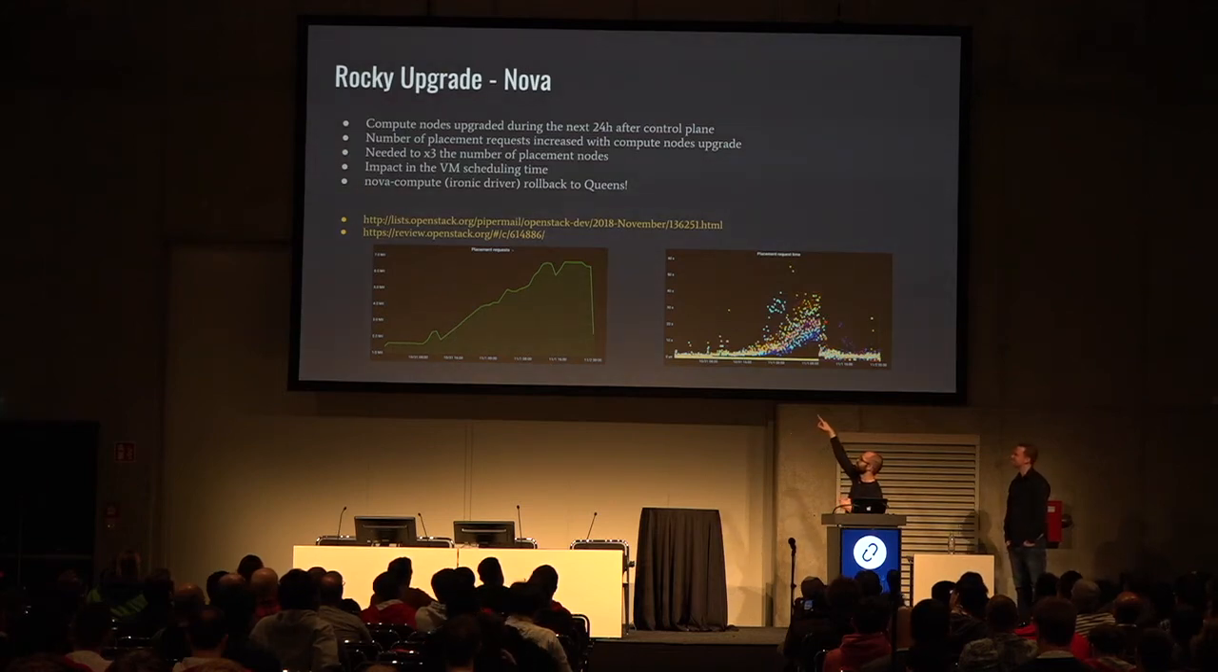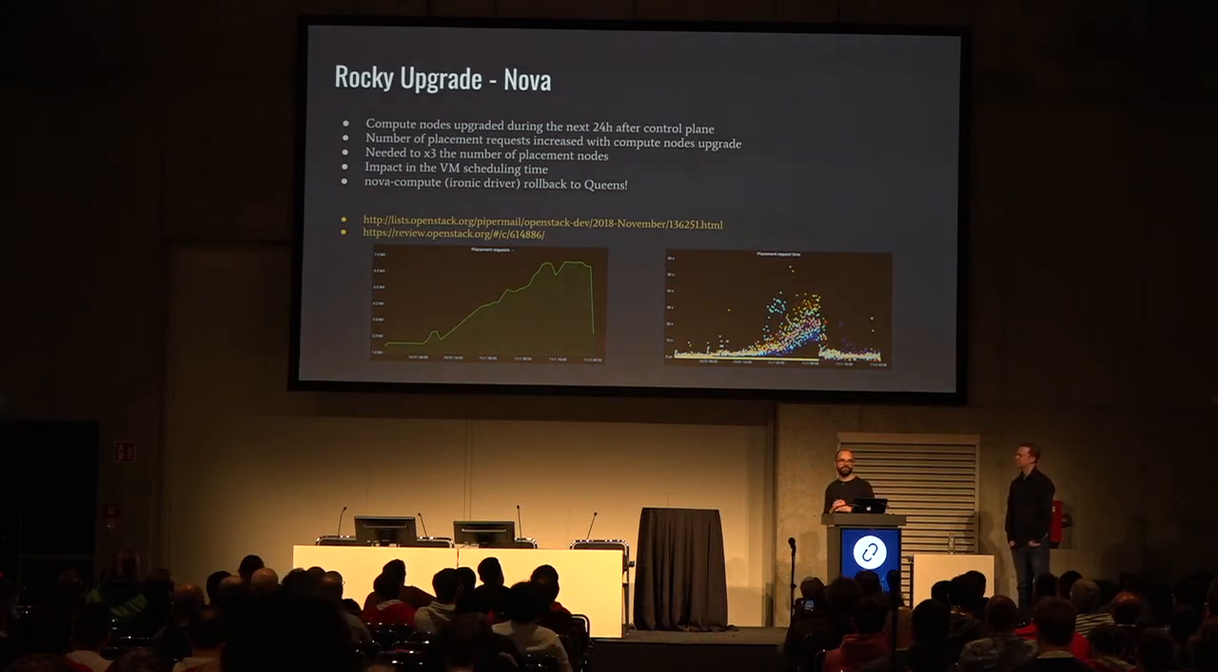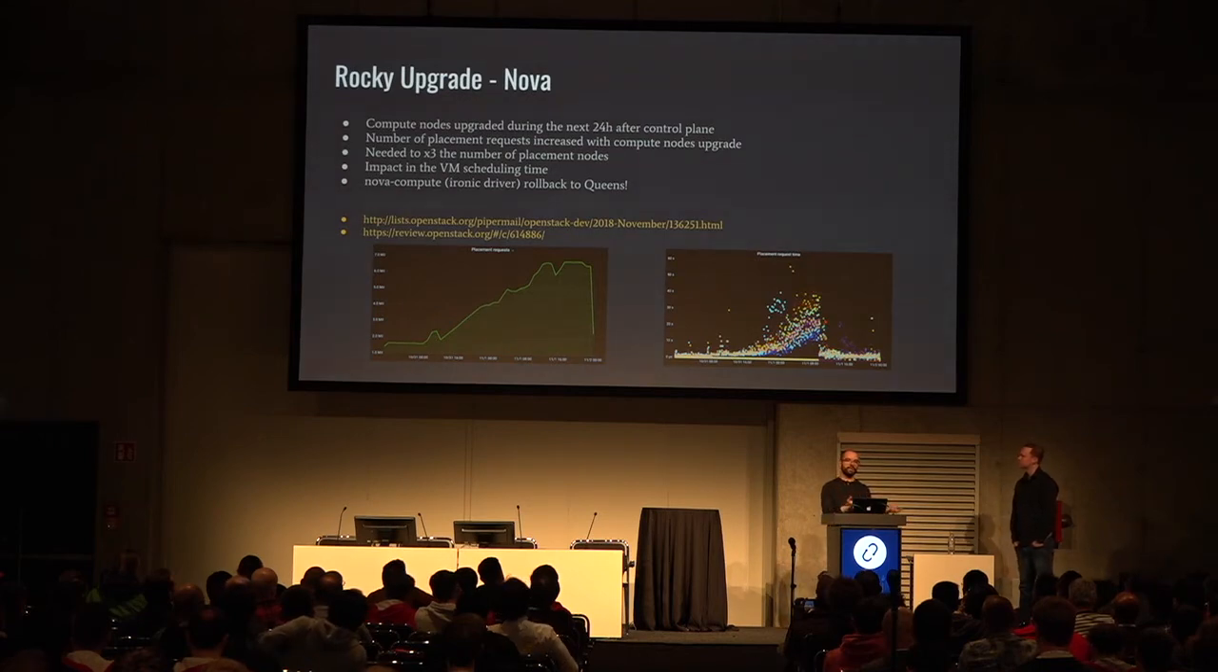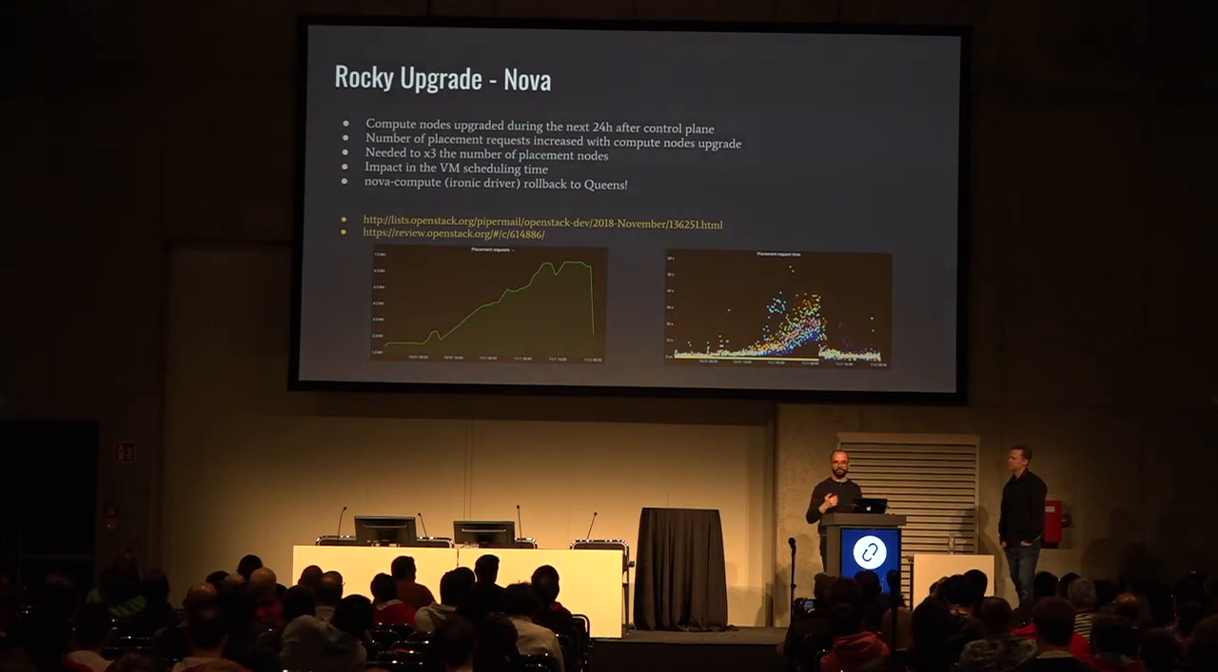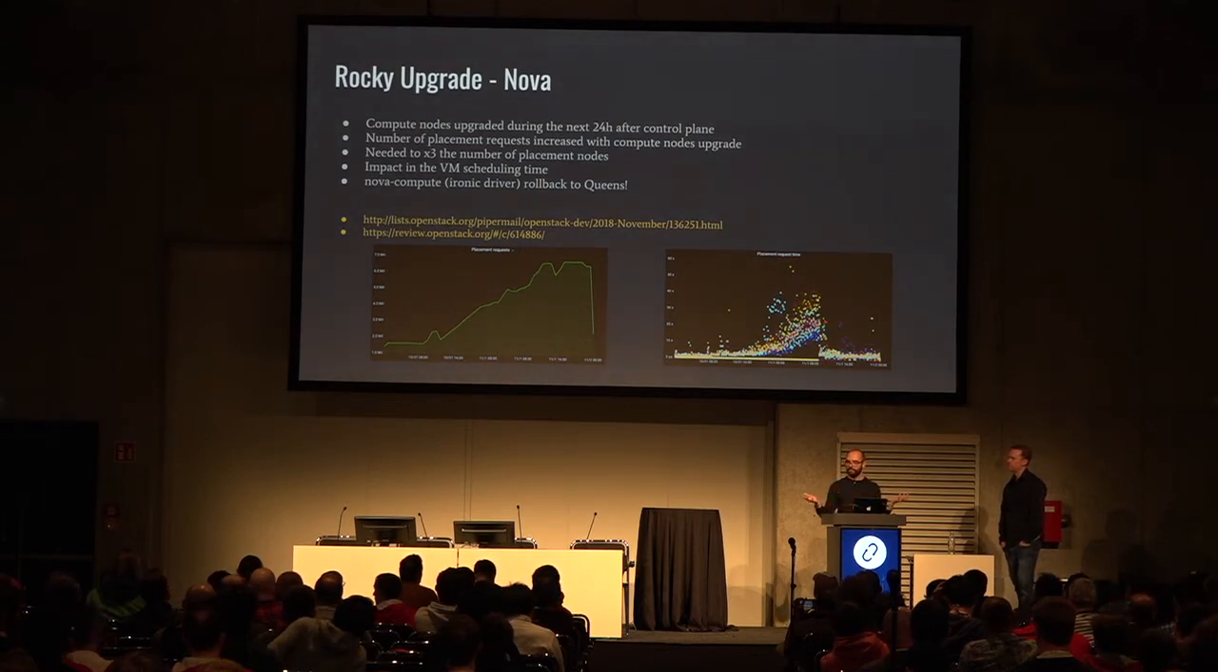And then the requests continued to grow because the upgrade was not finished on all the compute nodes. So basically now we are running 30 placement nodes instead of 10 to absorb all this load. And we have been discussing this with the Nova team and placement team, to see if we can improve this. Placement now is very shoddy. Of course, during that period, we had an impact on VM scheduling because placement was very slow.